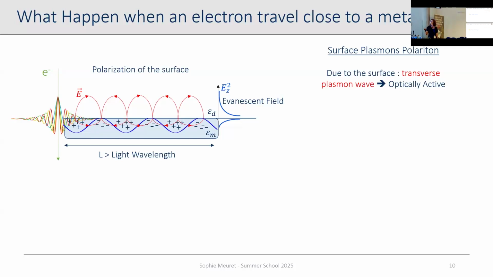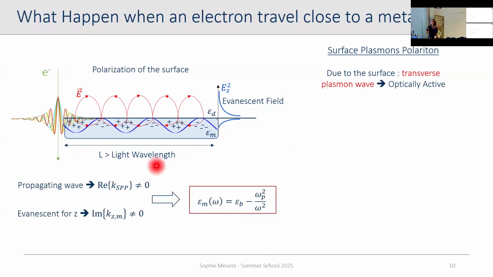So basically, you have different conditions for this light wave to exist. It needs to propagate, so that means the real part needs to be different from 0. And because we want something that couples to the light and therefore has an evanescent field in the z direction, in the propagation of the electrons, you need an imaginary part in the z direction that is different from 0 also. And that completely conditions your dispersion curve.